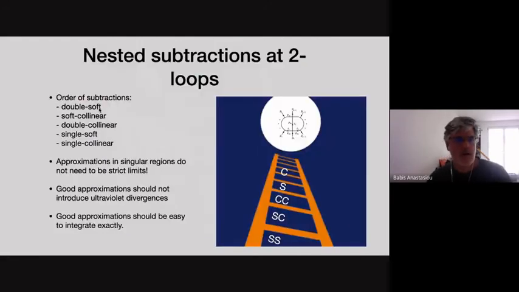And what we see is that you can arrive at the same type of configurations in many ways. In practice, this means that your singularities overlap in multiple ways. So it is remarkable that the technique can separate the singularities without really double counting. And what we did is we faithfully adopted what the factorization theorems told us. We have to remove first double soft singularities, then soft collinears, then double collinears, then soft, and then collinear.